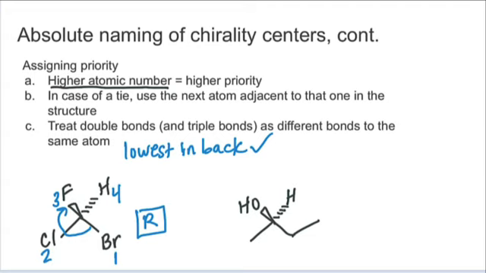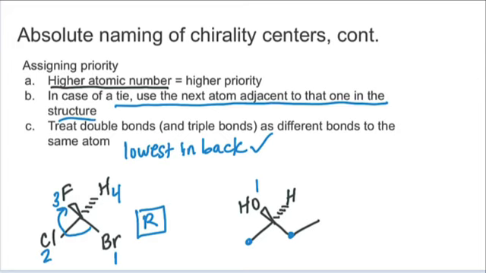By atomic number, the first group off of the stereocenter that has the largest atomic number is going to be the OH group, with oxygen having a larger atomic number than carbon. And then we get to 2 carbons. And so here's where we have to use the tiebreaker rule. Use the next atom adjacent to that one in the structure, okay?